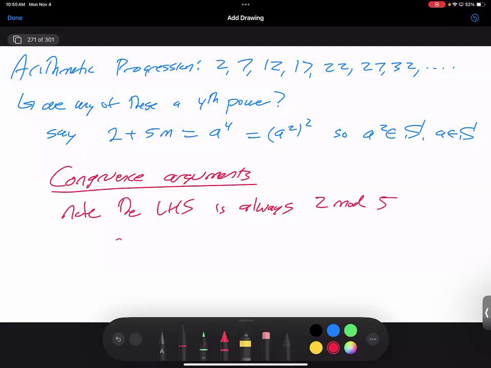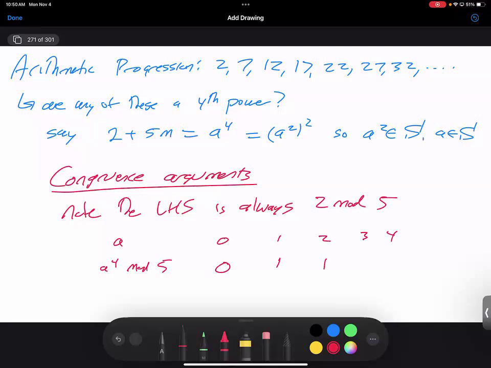And if we look at a and then a to the 4th mod 5, if a is 0, 1, 2, 3, or 4, what's 0 to the 4th mod 5? That's just 0. What's 1 to the 4th mod 5? 1. What's 2 to the 4th? 2, 4, 8, 16. 1. 3 to the 4th?